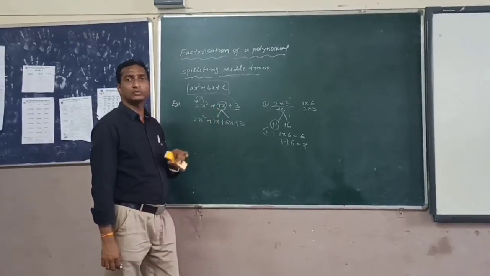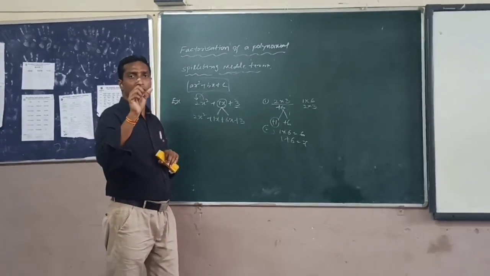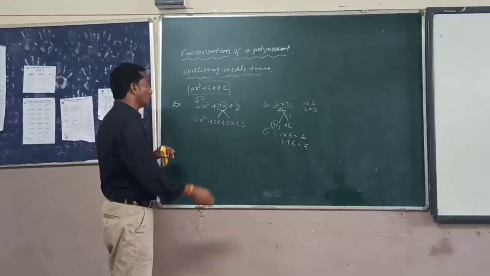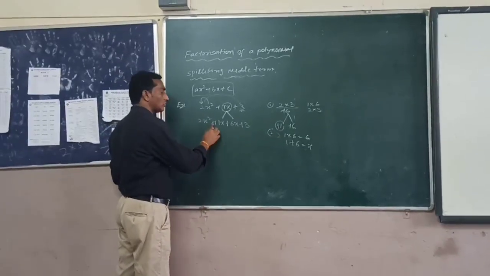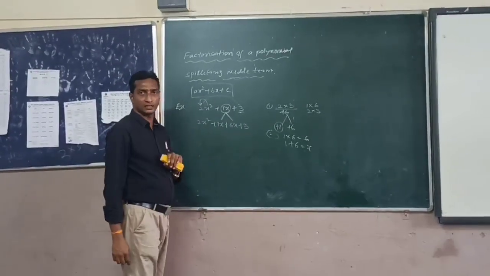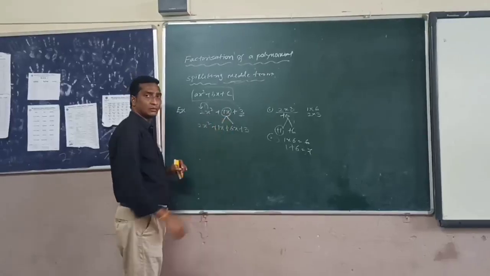1 plus 6 is equal to 7. So the splitting of the middle term is divided into two parts again. Here, in total, how many terms are there? 1, 2, 3, 4. There are 4 terms. Before it, there were 3 terms.